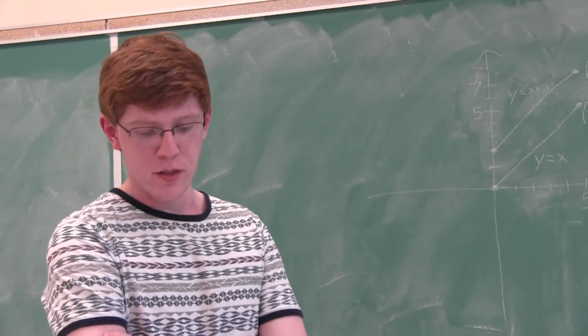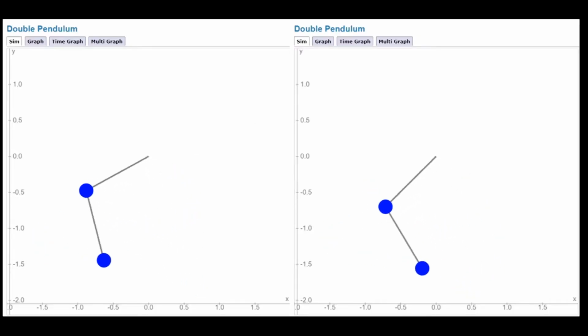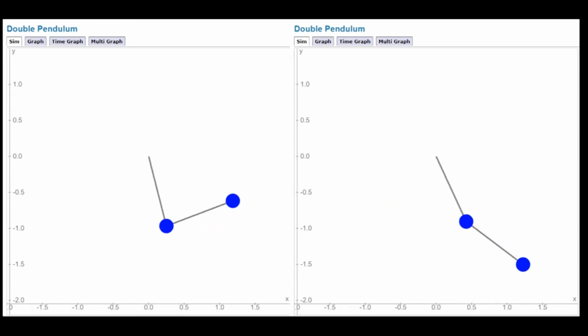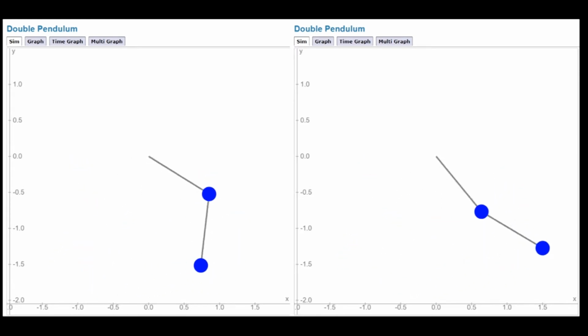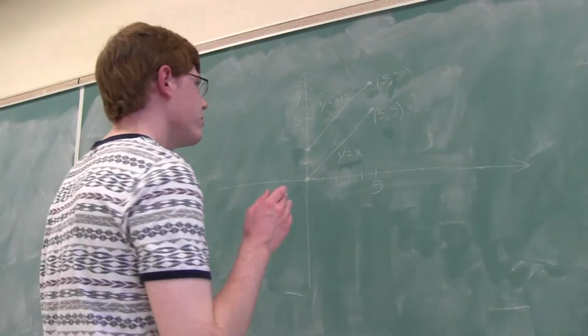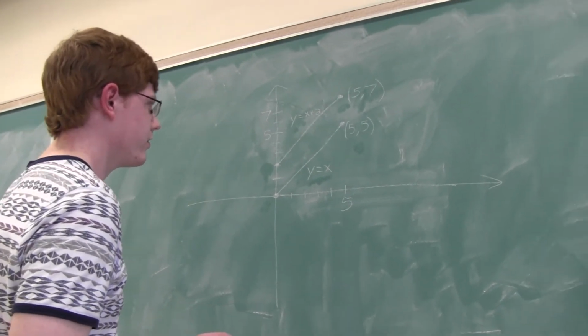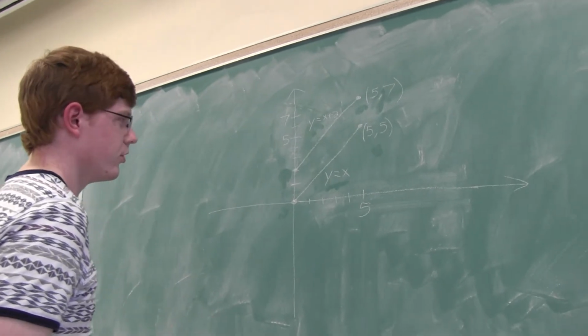For example, a double rod pendulum is a very good example of this because even though it's a very simple system, any small change in the initial conditions can greatly change the outcome at the end. So I'm going to use the equation y equals x to show the difference between a chaotic system and a normal system that we're used to.